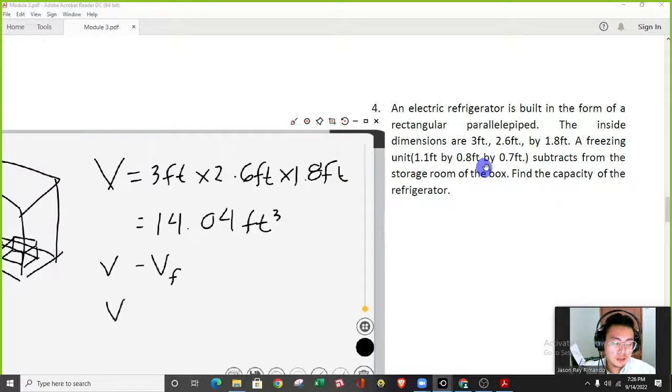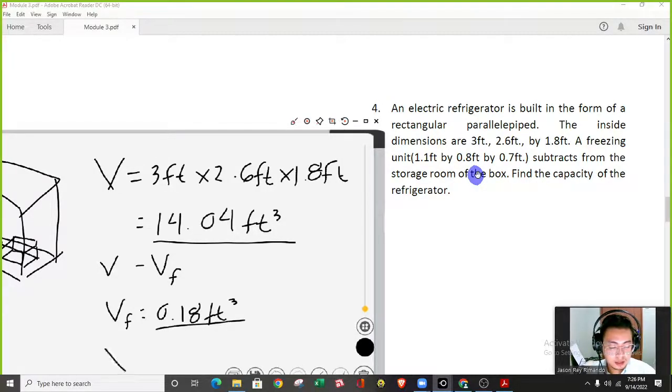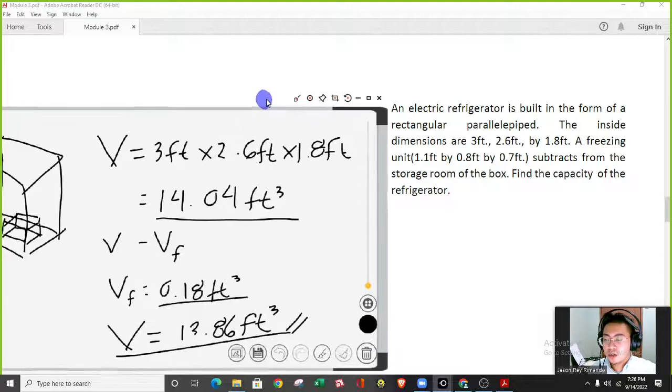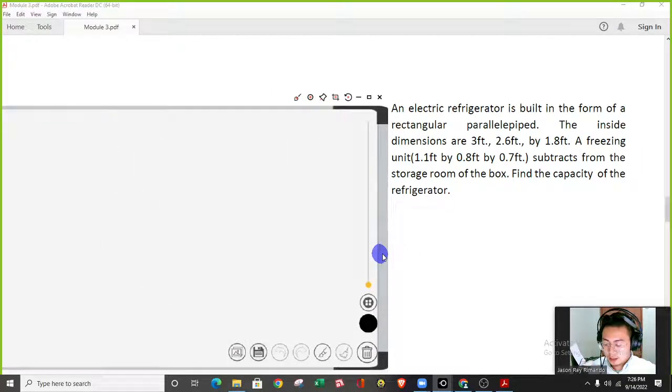So, ano yung freezing unit natin? Volume. 1.1 by 0.8 by 0.7. Sir, 0.18. 0.18 cubic feet. Okay, so minus na natin 14.04 minus 0.18. Sir, 13.86. 13.86 cubic feet. Okay? Yan lang. Okay? So, that is how you compute for the volume of a rectangular parallelepiped. Okay?